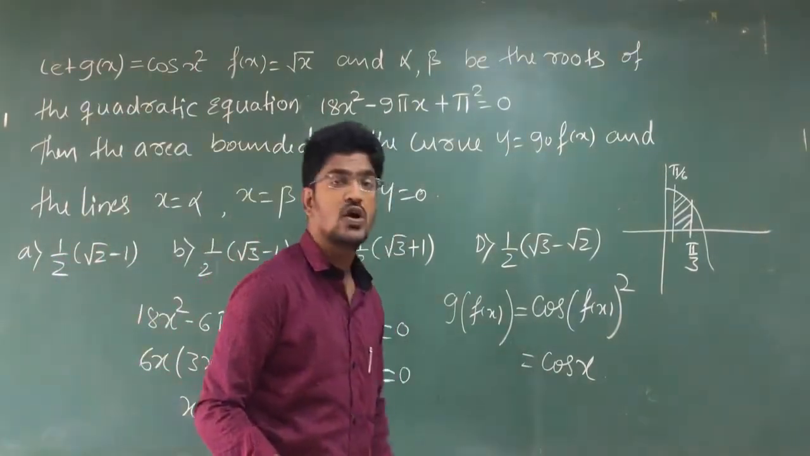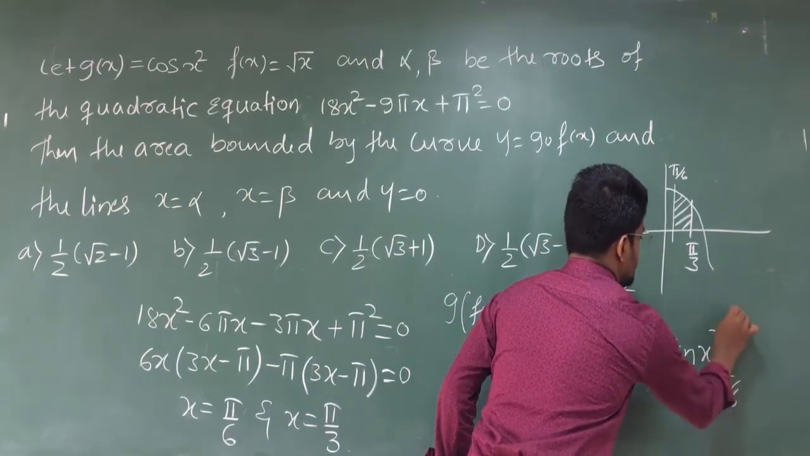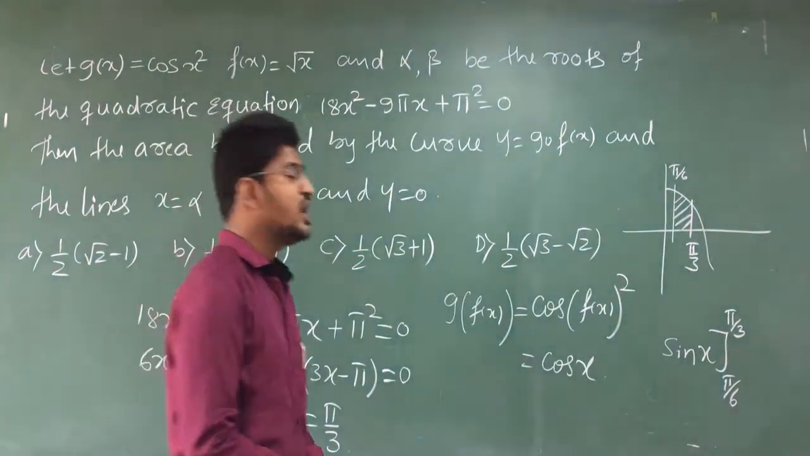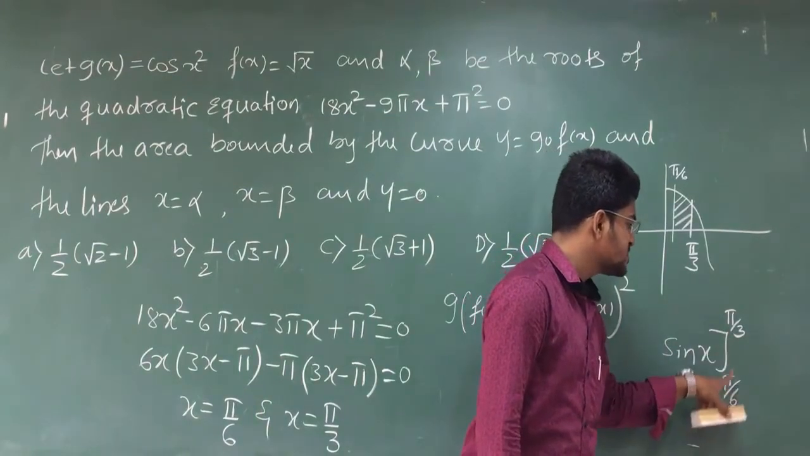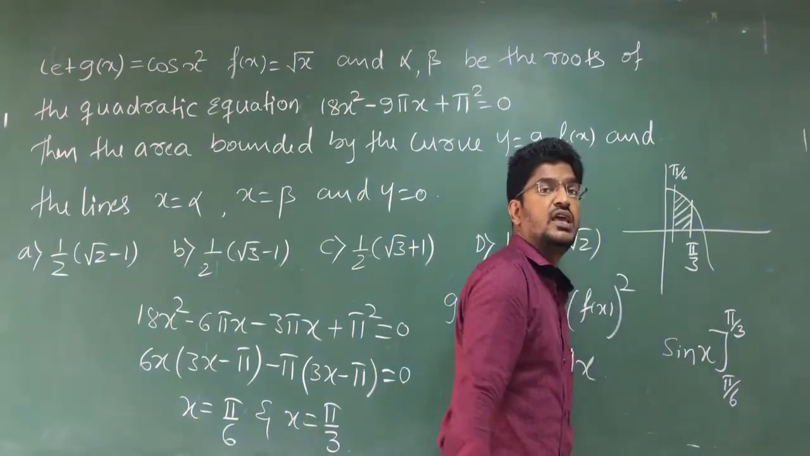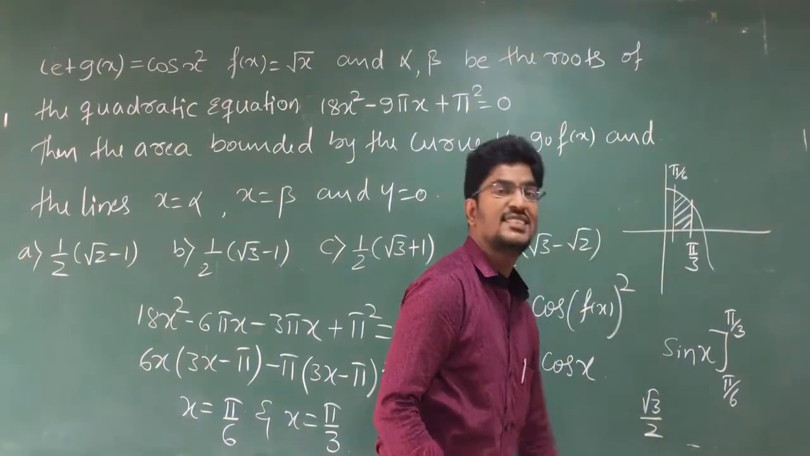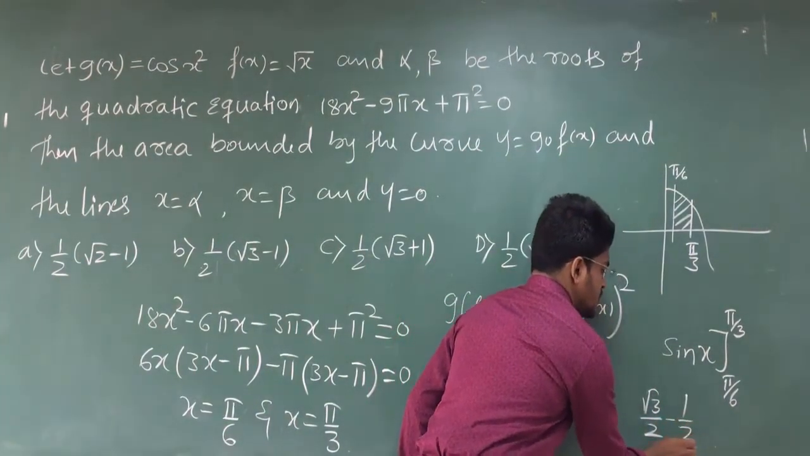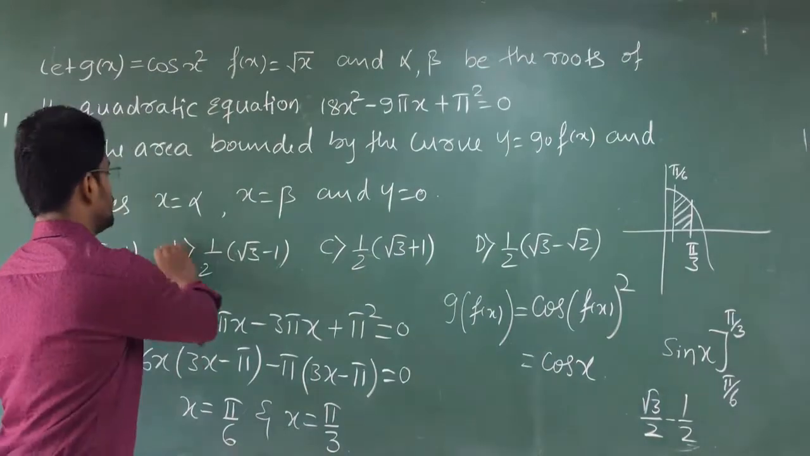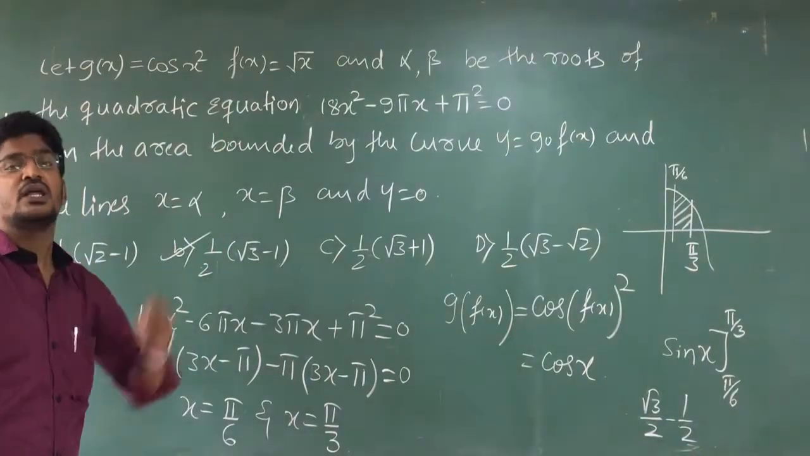If I integrate cos x, what are you going to get? You are going to get sin x from pi by 6 to pi by 3. Clear? If I simplify this, you are going to get sin 60 degree minus sin 30 degree. What is sin 60 degree? Root 3 by 2. What is sin 30 degree? 1 by 2. So therefore you are going to get root 3 minus 1 divided by 2, that is 1 by 2 into root 3 minus 1. So option B is the correct answer for this particular question.